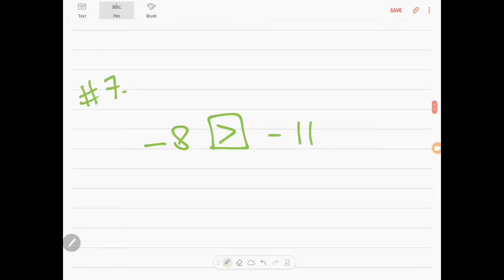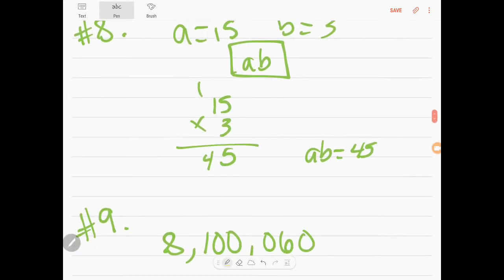Number 7. When we're working with negative numbers, whichever number is closer to 0, it is the bigger number. Negative 8 is greater than negative 11. You would rather owe me $8 than 11.